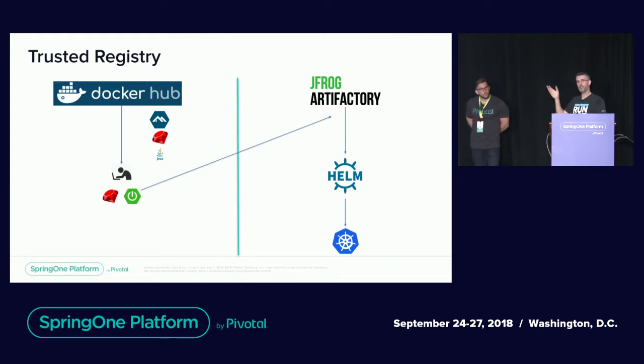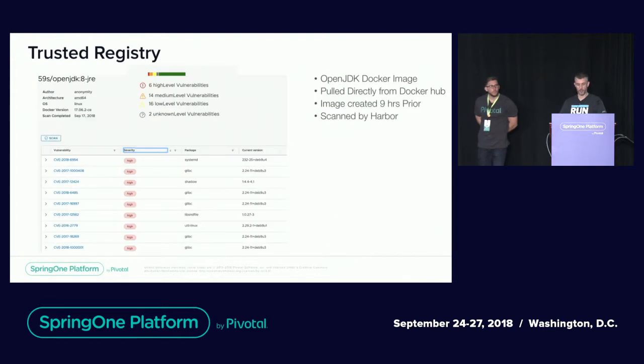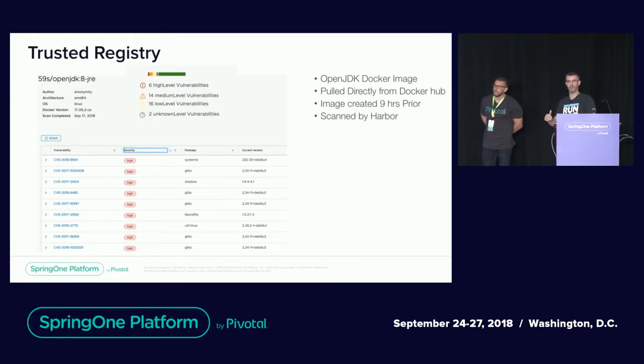Now that's okay, but if you're not actually checking what you're pulling down from Docker Hub, you can get unstuck very quickly. So for example, Will and I downloaded the OpenJDK Java 8 JRE image, and we ran a scan on it. We used Harbor, which is our trusted registry. It comes with PKS. And as a result, this image, it's been up for 9 hours. It has 6 high-level vulnerabilities and a number of medium and low vulnerabilities. So it's really not that good.